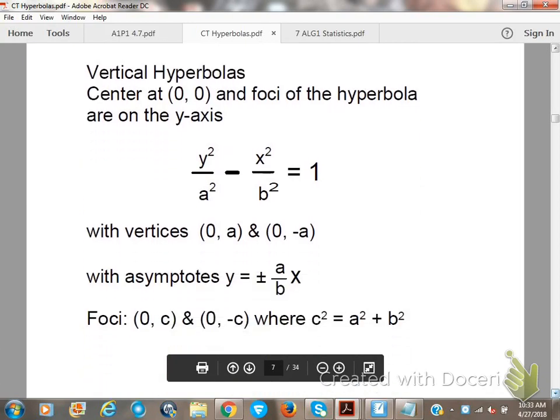Alright, so if it's vertical, how is the vertical one different from the horizontal one? The Y's in front. Yeah, the X and Y switch. Whereas when it was an ellipse, it was always X plus Y and the denominator switched, A or B switch. When it's a hyperbola, A and B stay in the same spot, X and Y switch. So if the Y squared is first, that's going to make it a vertical hyperbola.